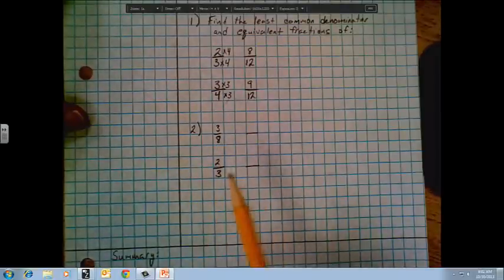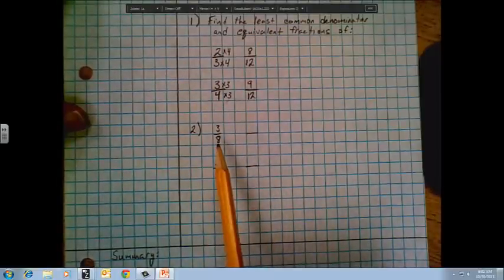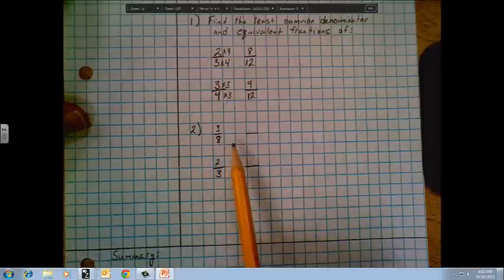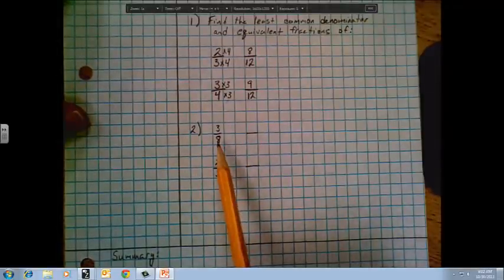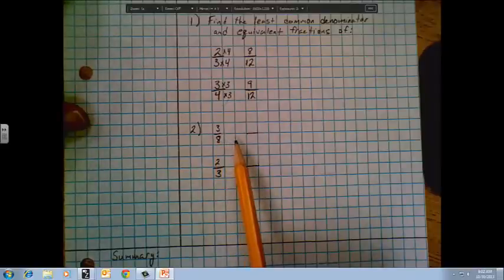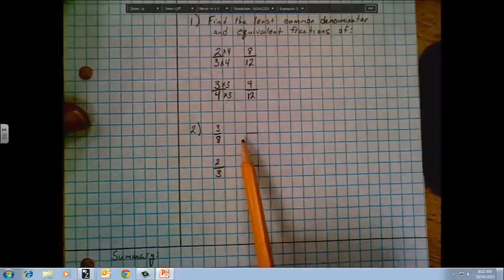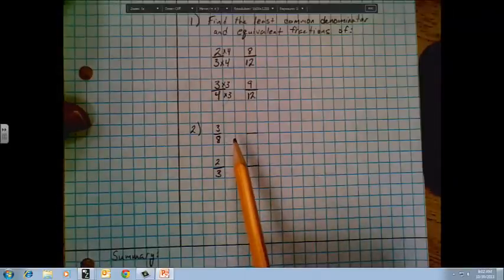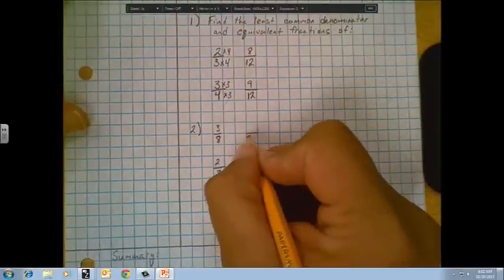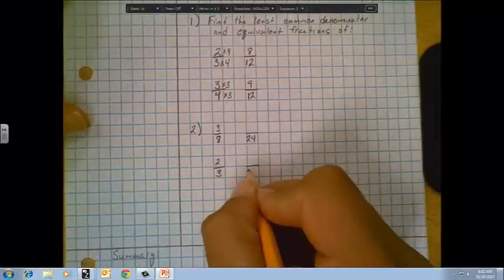So we start off with the larger one. This time the larger one is 8. We go 8 times 1 is 8. Does 3 go into 8? No, 3 doesn't. So we go 8 times 2 is 16. Does 3 go into 16? No, it doesn't go in there. And then we do the next one. 8 times 3 is 24. Does 3 go into 24? Yes, it does. So 24 is going to be our common denominator.